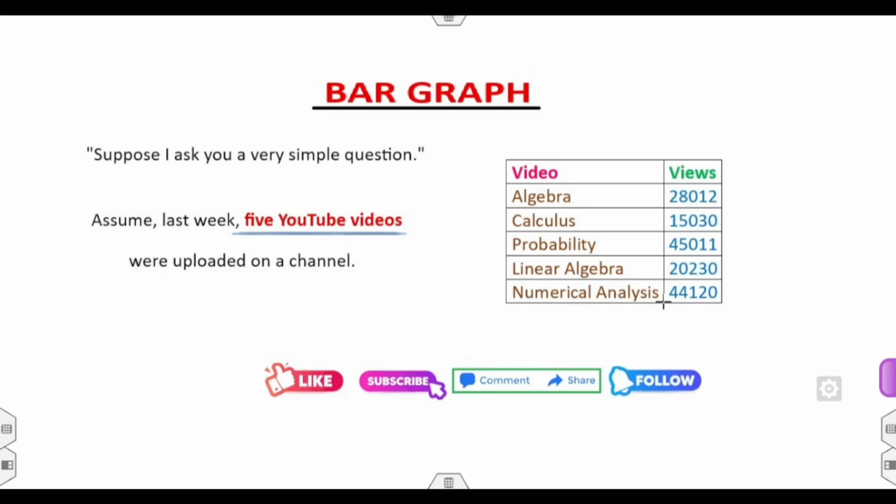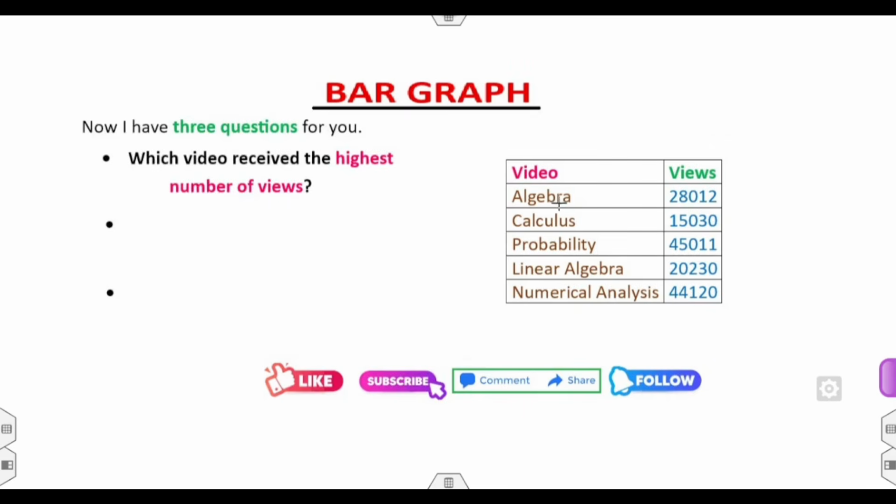Now, if I ask you one question, can you tell me which one has received the highest number of views? How will you find the answer? You can clearly look at this table. Whose views are the highest? You can see the probability views are the highest. It's 45,000. Then your answer to this problem is probability. Fine, that's quite easy.